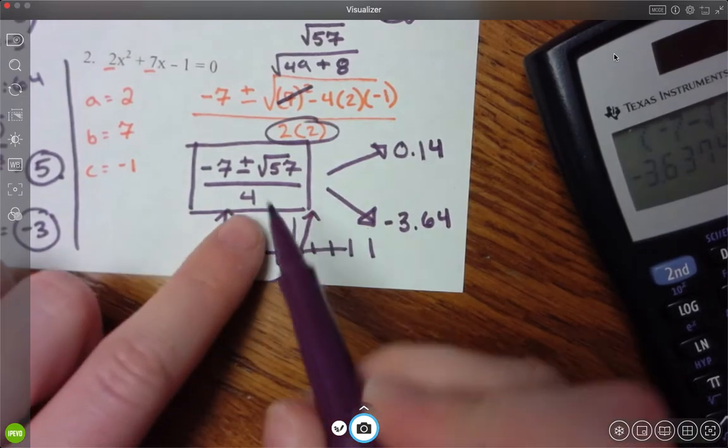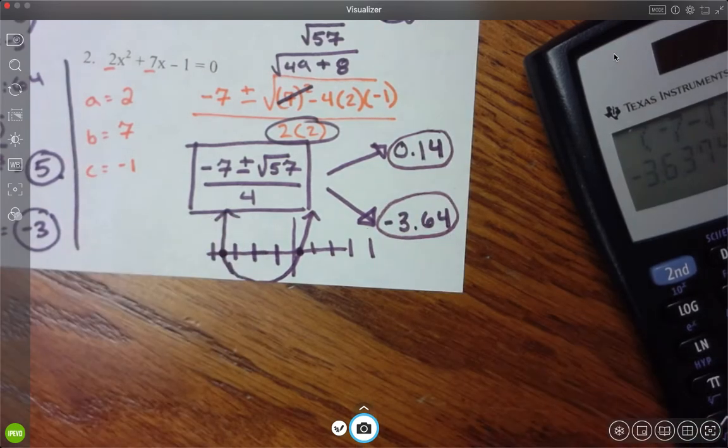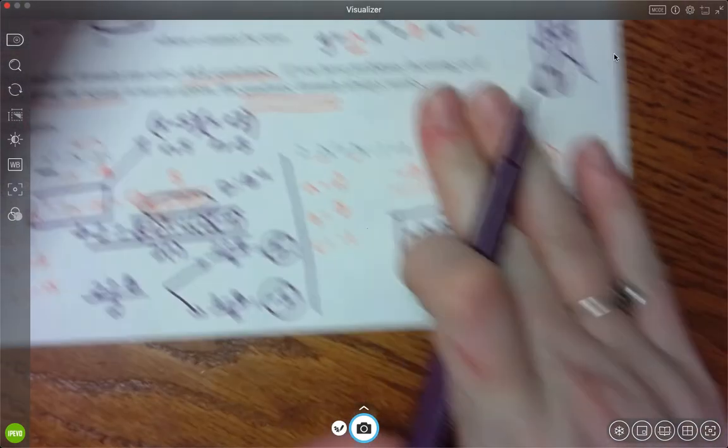Okay. So a lot of times I'll have you leave your answer as this, but just keep in mind that that does mean there are two numbers. They're just going to come out as two ugly decimal numbers. Okay, and that's okay for your quadratic formula. So there are some examples of how that kind of works out.